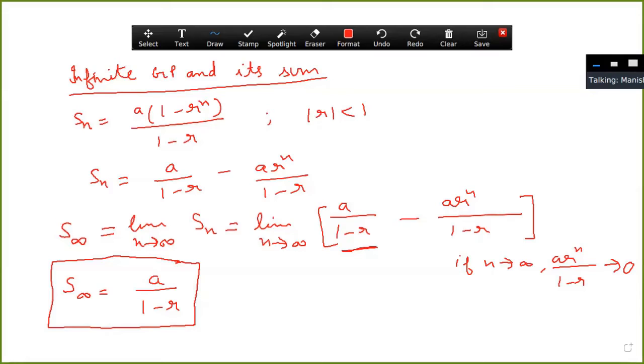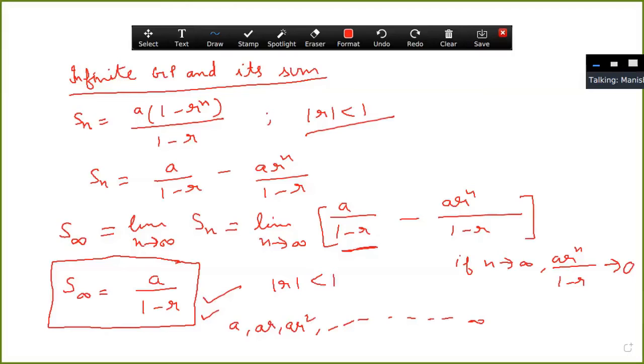As you know, the sequence is a, ar, ar square, and it goes up to infinity, then the sum will be equal to a upon 1 minus r. Here you have to write the condition along with this: mod of r less than 1. Okay, this is a formula, you have to learn it.